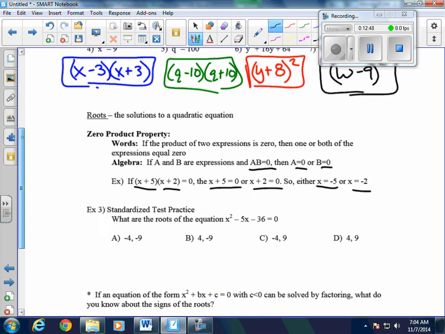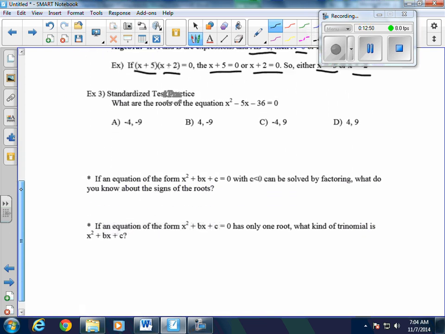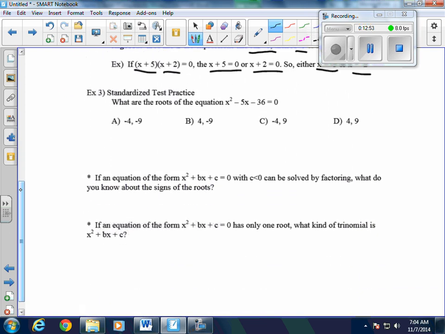So in example 3, they ask us to find the roots of the equation. So it says, what are the roots of the equation x squared minus 5x minus 36? Well, here's what we're going to do. We're going to factor this. So let's take this. Factors of x squared are x. Factors of 36 are 1 and 36.